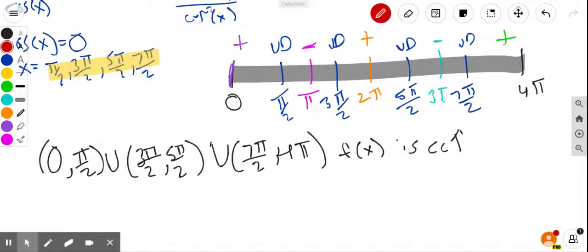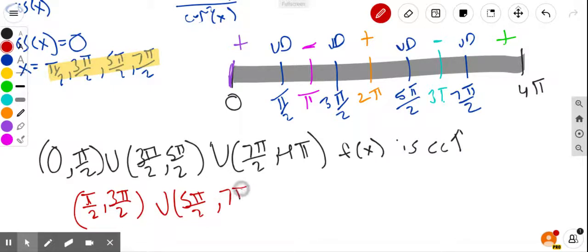So from pi over 2 to 3 pi over 2, or from 5 pi over 2 to 7 pi over 2, I can say that f of x is concave down. And that's it for this video. I'll show you another trig example so you can see me work my magic.